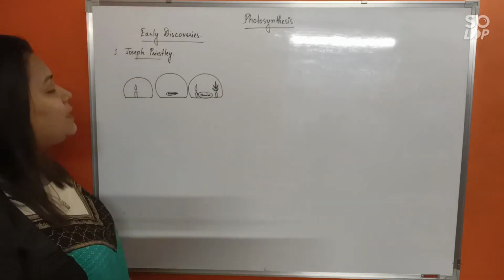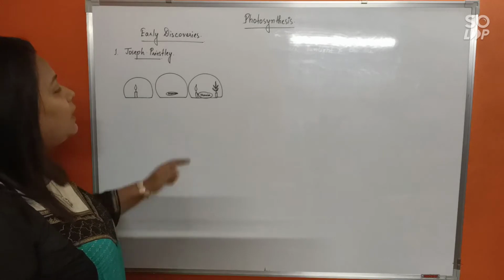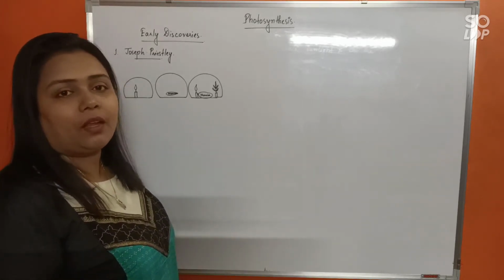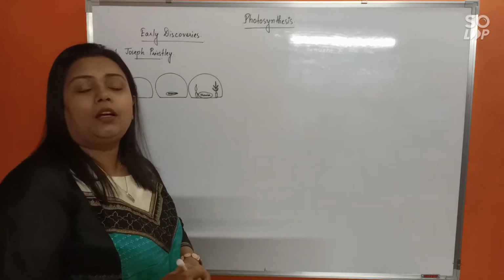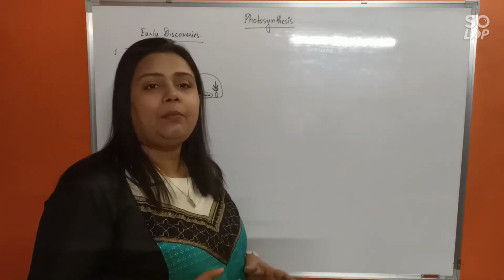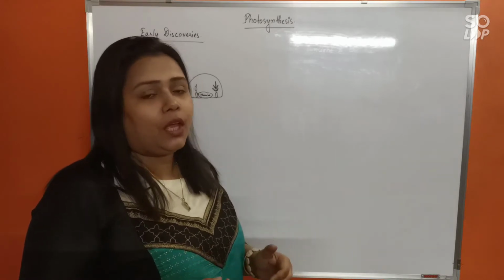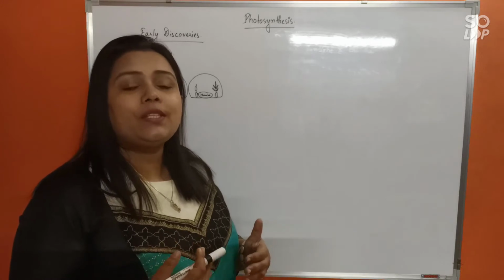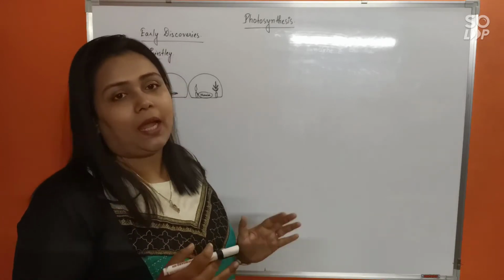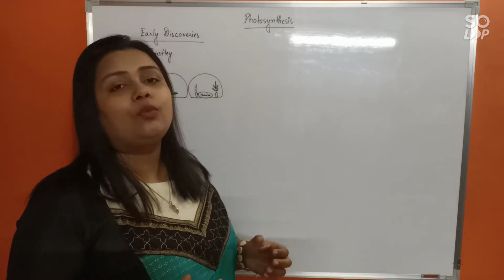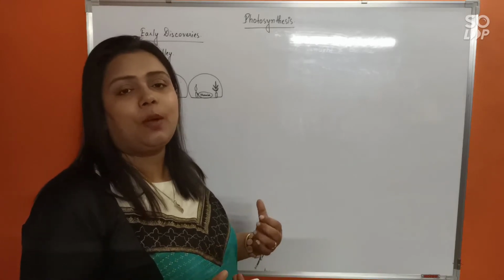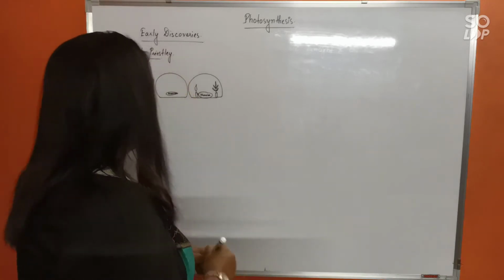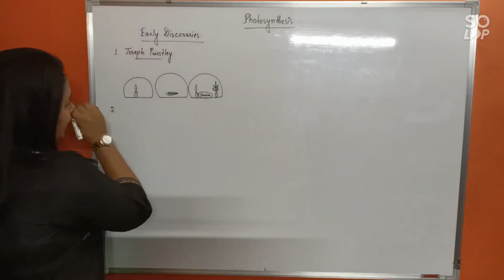Inside the bell jar he will find that neither the candle would be put off nor would the mouse die. So from this he would draw a conclusion that maybe something in the air was being damaged by the burning candle and the mouse, which was getting replenished by the plant. So green plants would replenish what was being damaged by the burning candle and mouse. Alright, understood this?